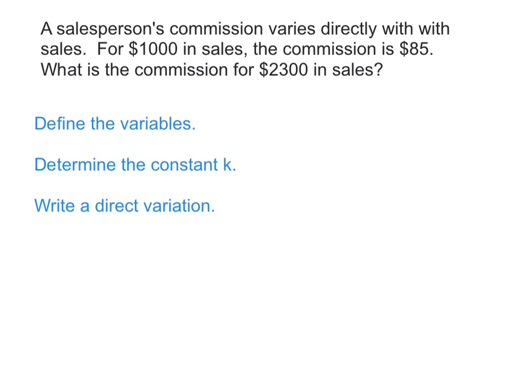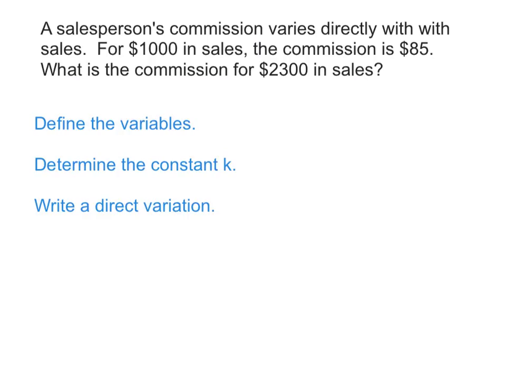So let's take this information and apply it to real life. A salesperson's commission varies directly with their sales, which means that we have a direct variation. In this context, commission is a percentage of what somebody sells that they get as their payment. So for example, if I were to sell $100 worth of something and I get 12% commission, it means I would make $12 out of that $100. In this instance, for $1,000 in sales, the commission is $85.